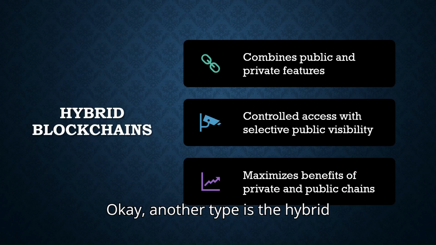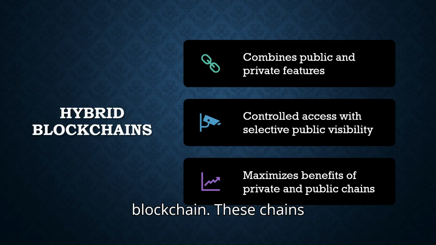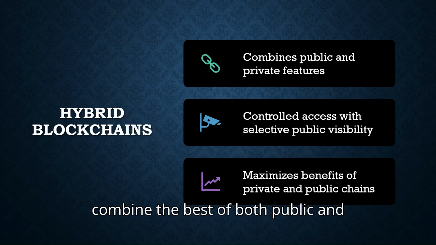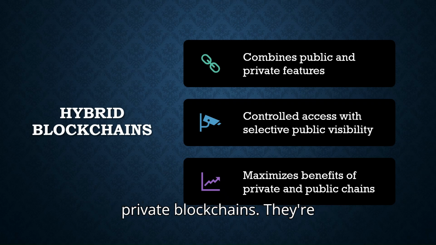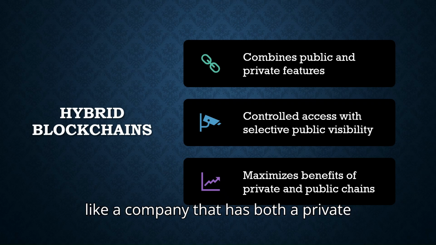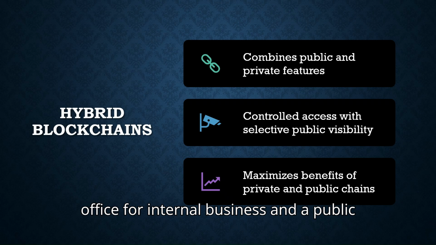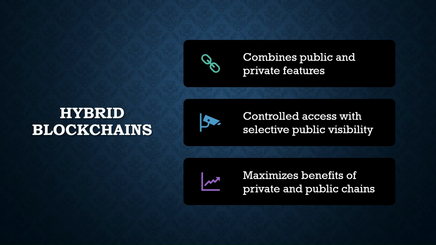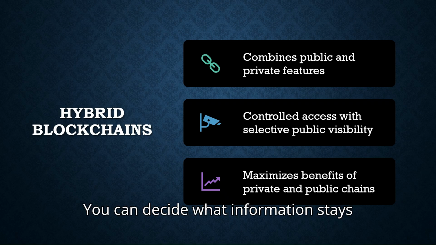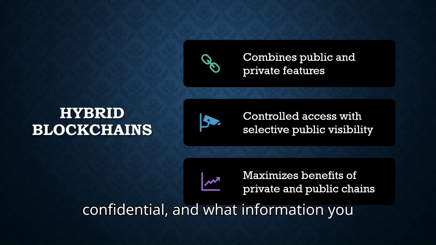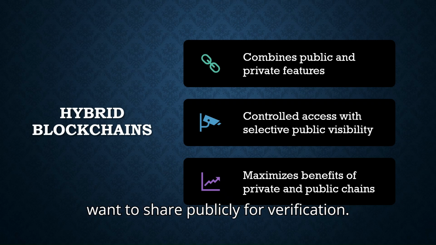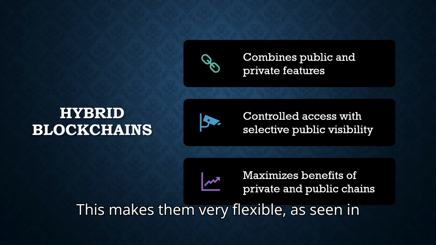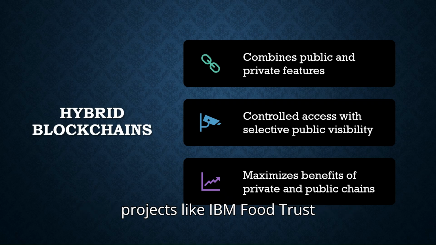Okay, another type is the hybrid blockchain. These chains combine the best of both public and private blockchains. They're like a company that has both a private office for internal business and a public lobby that everyone can access. You can decide what information stays confidential and what information you want to share publicly for verification. This makes them very flexible, as seen in projects like IBM Food Trust and Dragonchain.